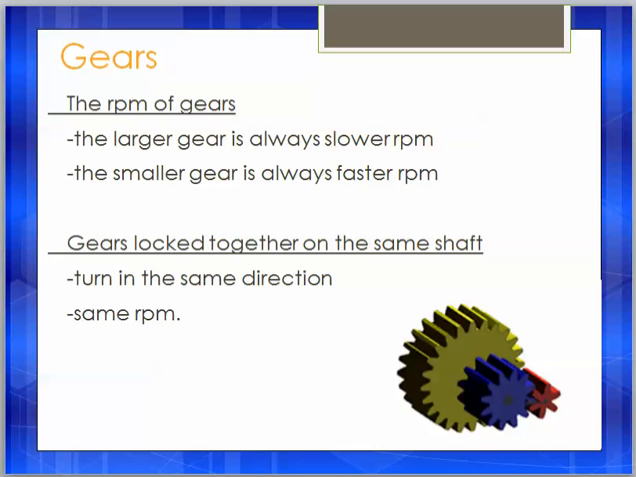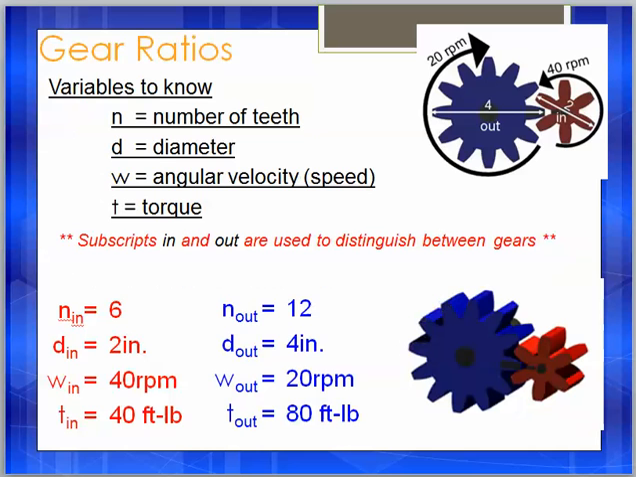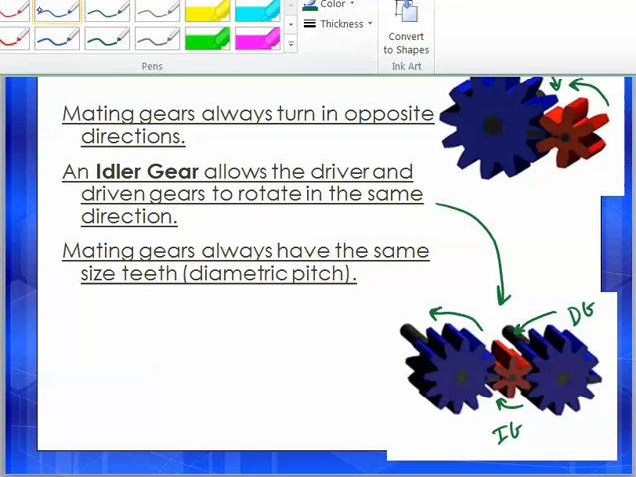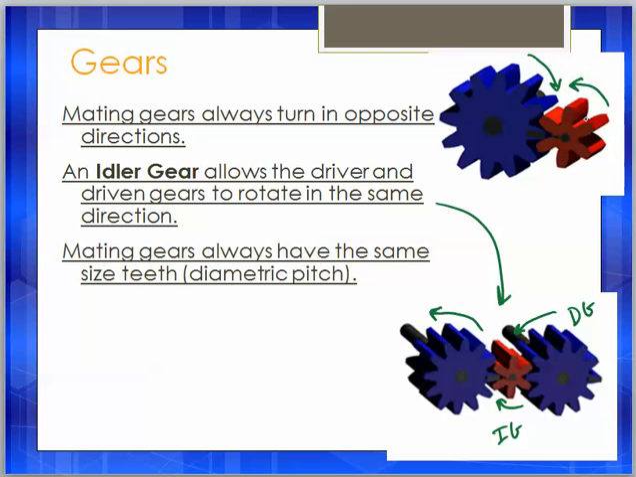Gears, the RPMs of gears. The larger gear is always the slower one. So let's go back to here. This bigger one right here is going to be traveling much slower than this small one. You can just think about that as being, if a parent was walking their 3-year-old, the 3-year-old has to walk a lot faster to keep up with the parent because their legs are a lot shorter.